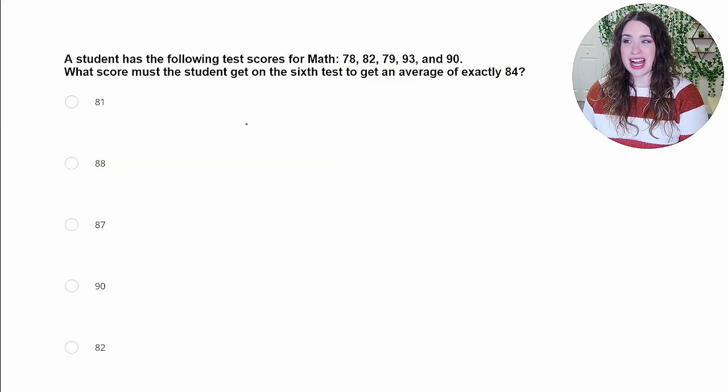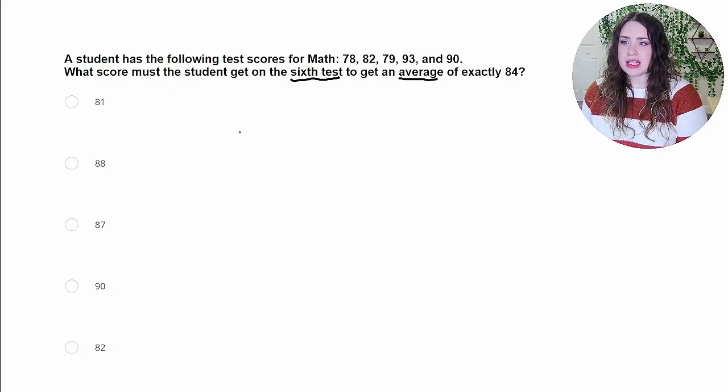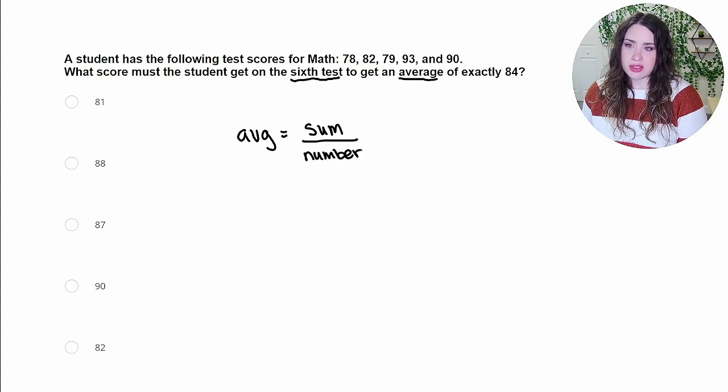causal relationship. All right, so this question says, a student has the following test scores for math. 78, 82, 79, 93, and 90. What score must the student get on the 6th test to get an average of exactly 84? Remember that average, or mean, you can find it by doing the sum of all of the scores divided by the number of tests that you take.